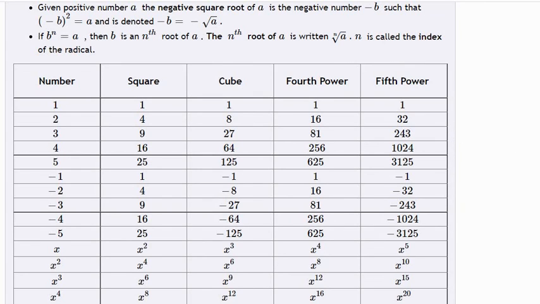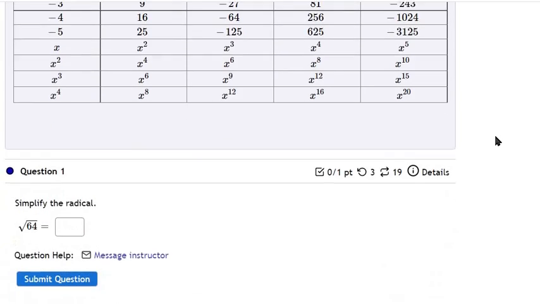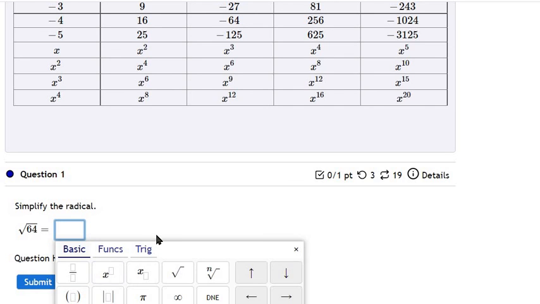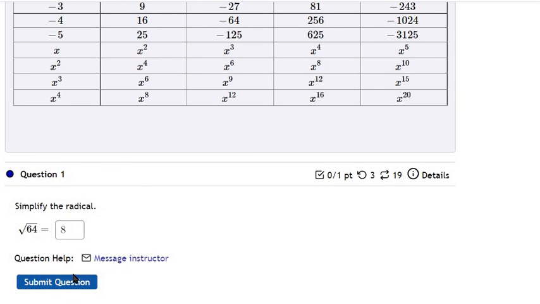All right, let's take a look at number 1 on this lecture notes worksheet here. Question 1, simplify the radical. So when I see this, I'm thinking the square root of 64 is the number that when I multiply it by itself, I get 64. So the square root of 64 is 8. So I just put in 8, submit, and that should be it.